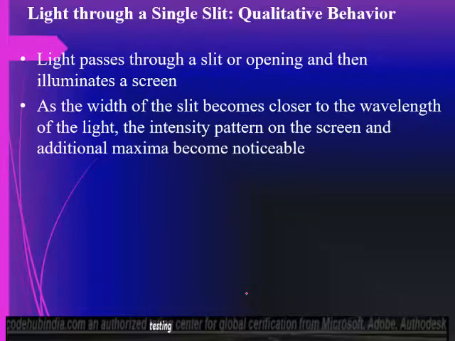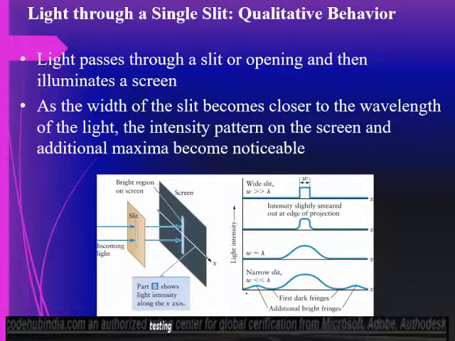Let's look at the single slit quantitative behavior. Light passes through the slit or opening like this, a small hole, and then after this it is cast on the screen. As the width of the slit becomes closer to the wavelength of the light, additional maxima become visible in the pattern of the slit. Let us look. That is the slit, incoming light, brightness region. Part B shows light intensity along the x-axis and the brightness region on it.